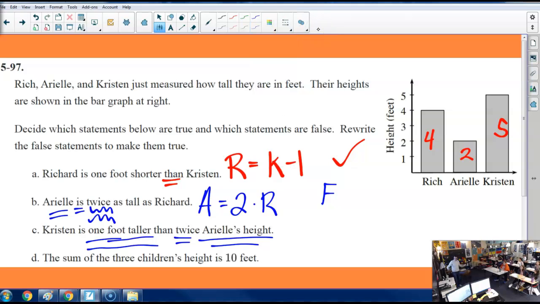Morgan, what about Kristen is 1 foot taller than twice Ariel's height? True? How do you know? Yeah, take this sentence apart. 1 foot taller. Well, 1 foot taller than what? 1 foot taller than twice Ariel. That checks out. That's true. Eric, bring us home. The sum of the 3 children's heights is 10 feet. False. Why? What is the sum? The sum is 11 feet. If we sum these, it's 11.